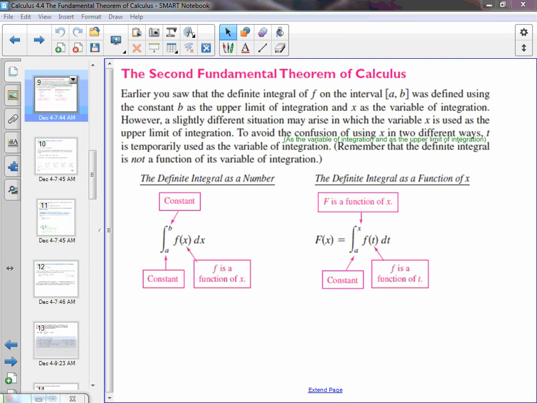It says, earlier you saw that the definite integral of f on the interval from a to b was defined using the constant b as the upper limit of integration and x as the variable of integration. However, a slightly different situation, I'm not sure the word slightly needs to be in there, may arise in which the variable x is used as the upper limit of integration.